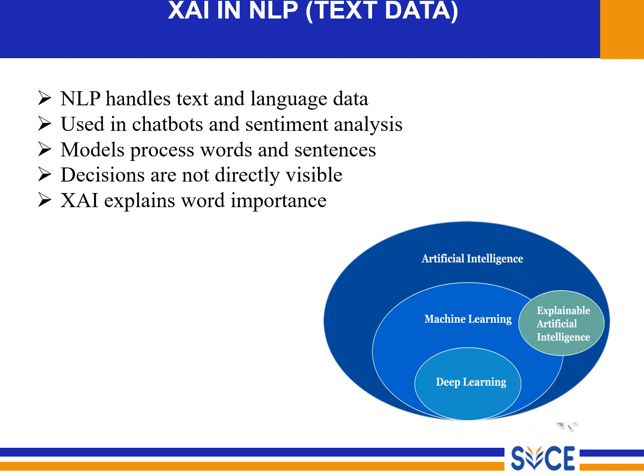Dear students, now let us move to another important domain, which is natural language processing, NLP, where the AI systems work with text and language data, and this includes applications like chatbots, sentiment analysis, and translation systems. These models process words and sentences using complex algorithms, and the decisions they make are not directly visible to the user. Let me explain this with a real-time example.